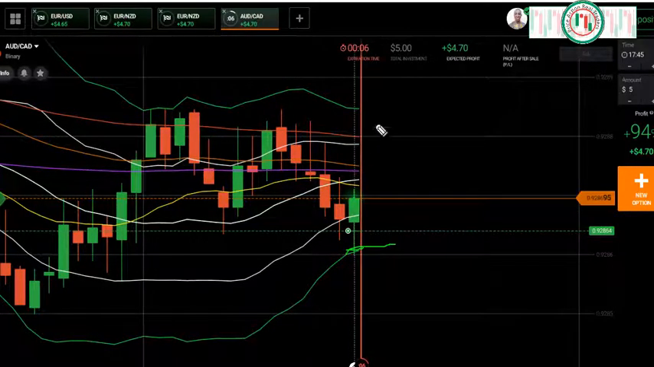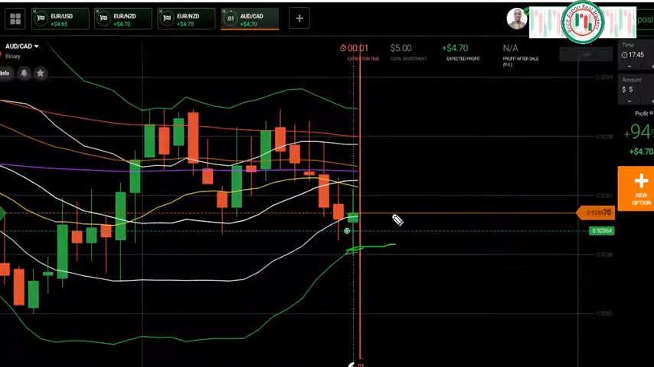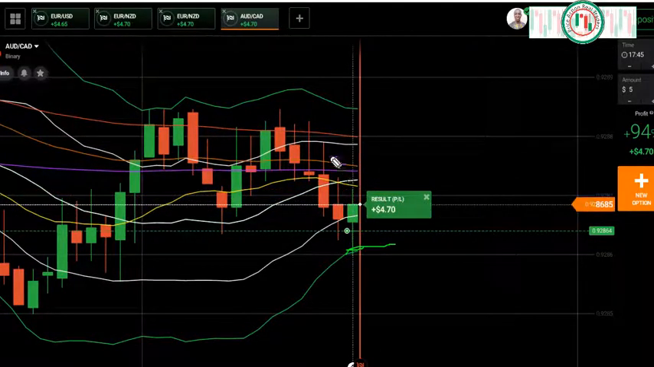So that's why I place my trade call option here. I know definitely it will be a green candle at this level. You see this is a winning trade. So let's analyze another market.